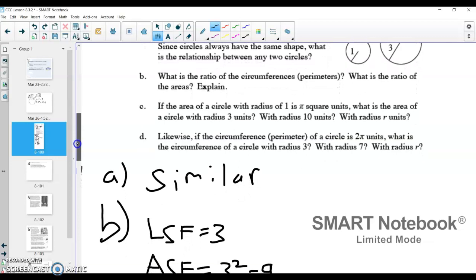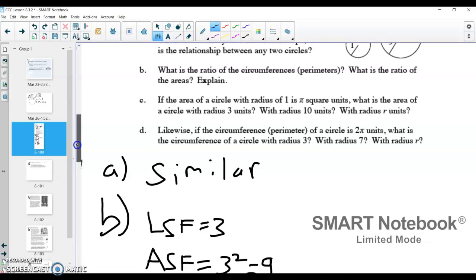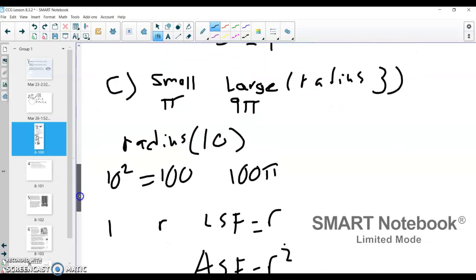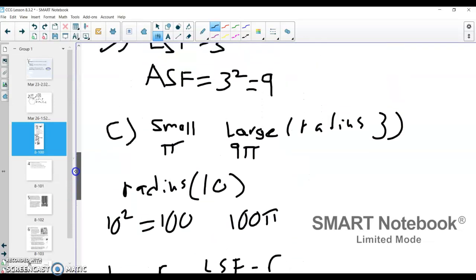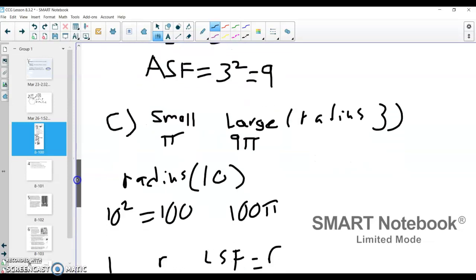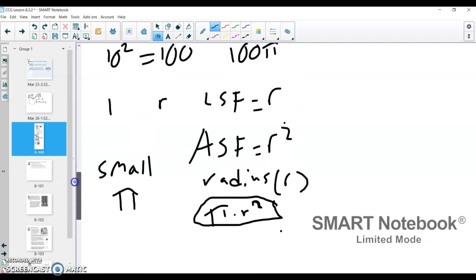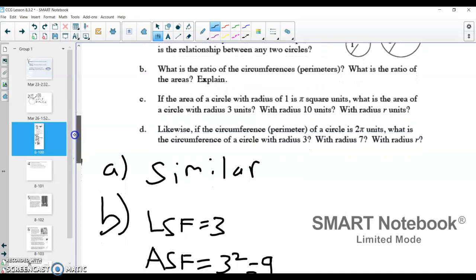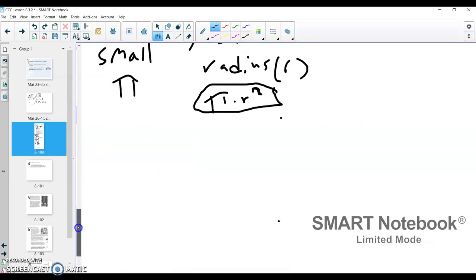In part D, it's saying if the circumference, the perimeter of a circle, if the circumference of a circle is 2 pi, and that's with radius 1, then what is the circumference of a circle with radius 3? Well, in part C, we were growing our circles using area scale factor, because we started with that area being pi, and we wanted to say, what was the area of the larger one? Well, we used the area scale factor to say it was 9 times bigger, or 100 times bigger, or r squared times bigger. In part D, we saw too on 831 that perimeter or circumference grows with the linear scale factor. So instead of using area scale factor like we did in part C, in part D we're just going to use the linear scale factor.